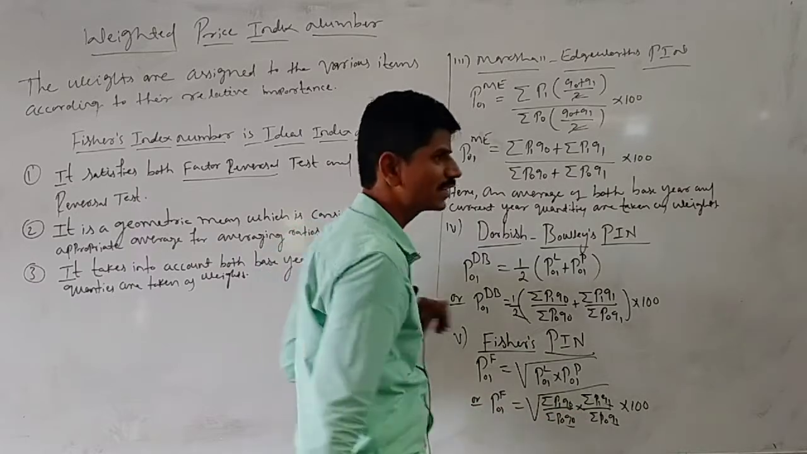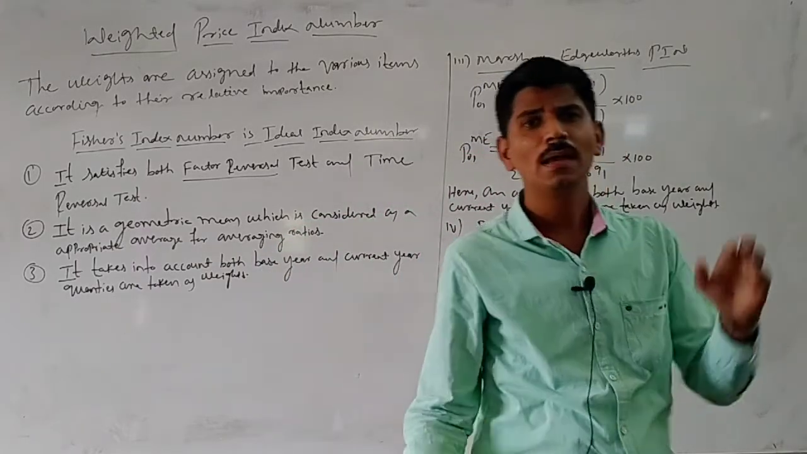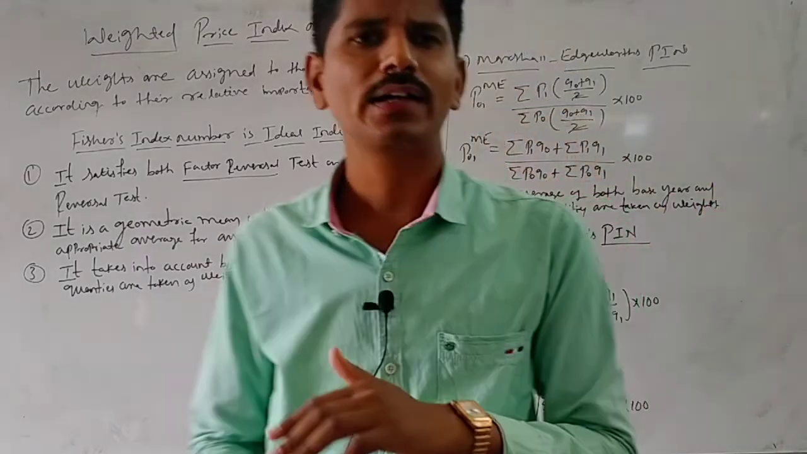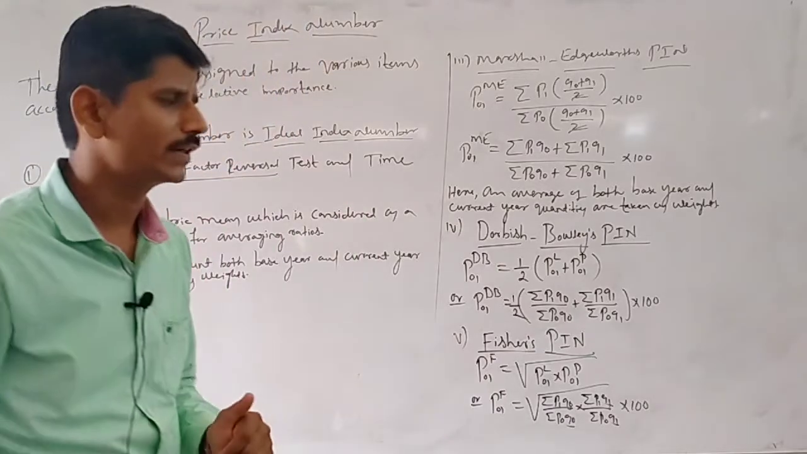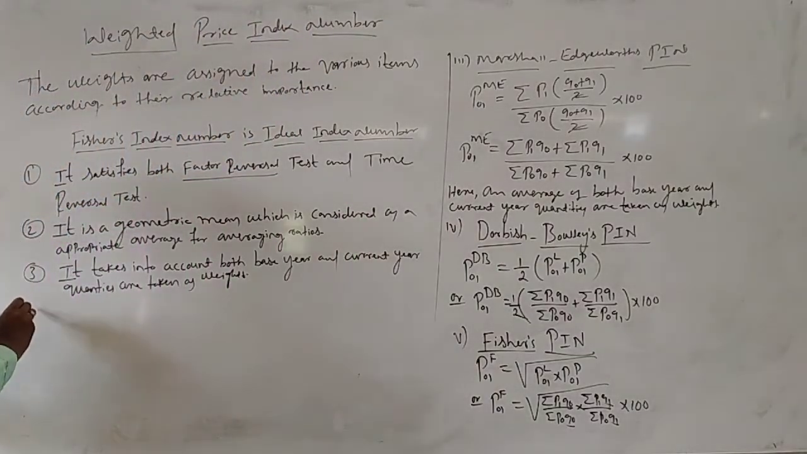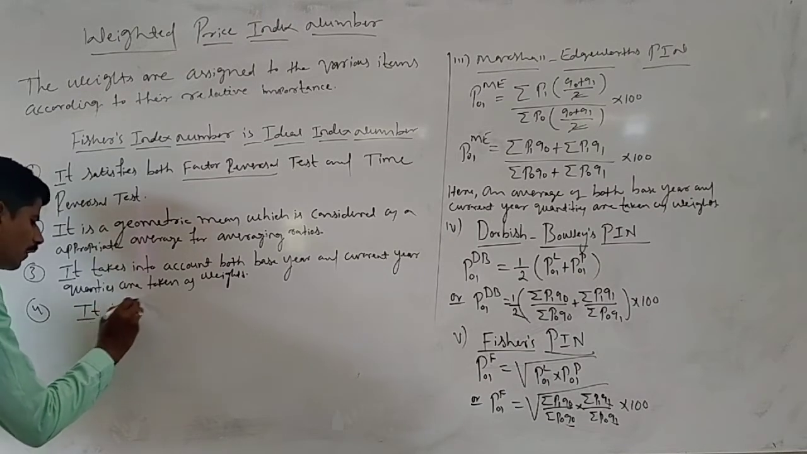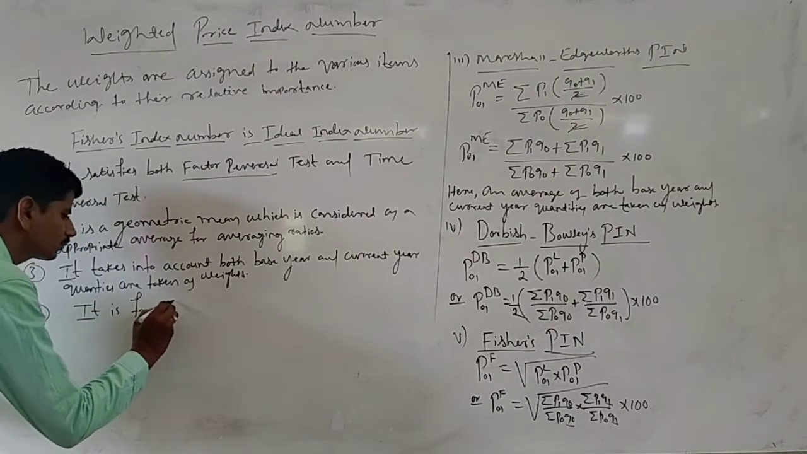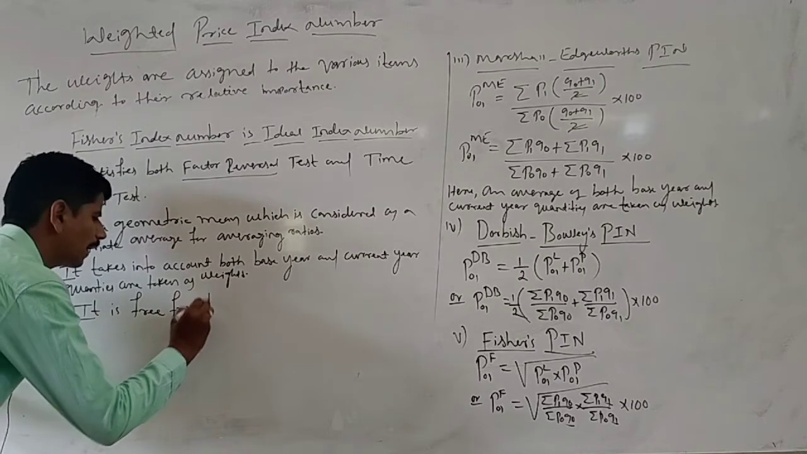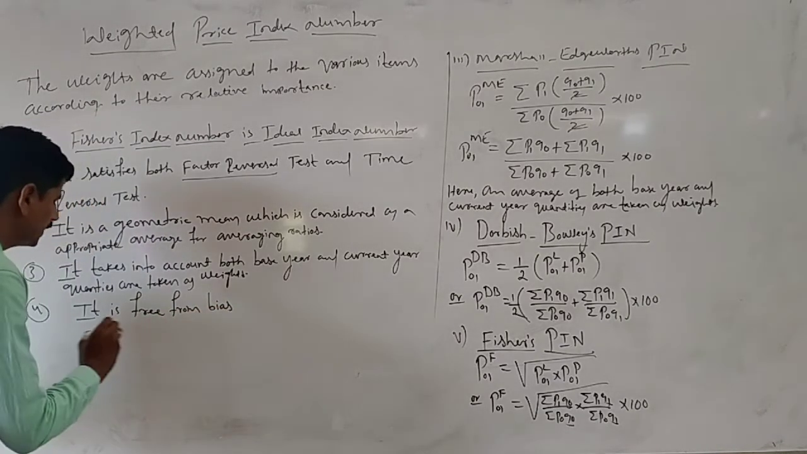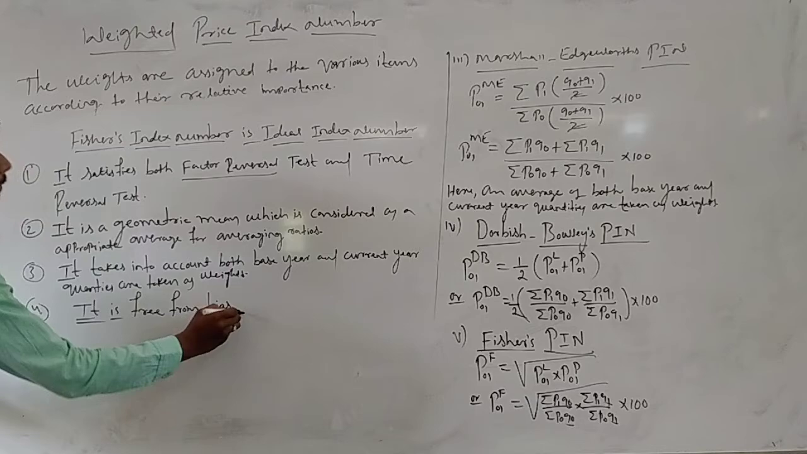Here, the Fisher's index number takes into account both base year as well as current year quantities as weights. The next, fourth condition is it is free from bias. Fourth one is it is free from bias.